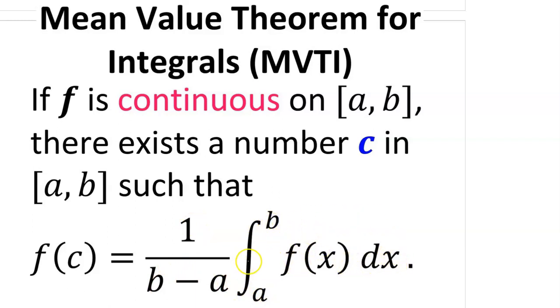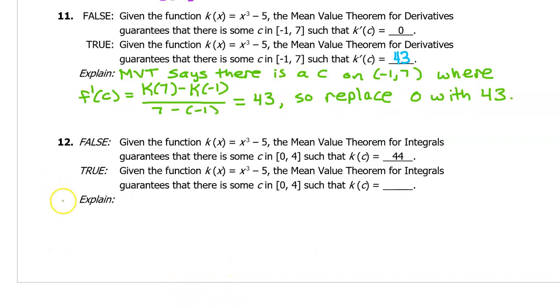I think of this as the integral divided by the interval. That is also known as the average value formula. So let's calculate the average value on the interval from 0 to 4 of this function k of x. So we will do the integral from 0 to 4 of k of x, which is x to the third power minus 5, and we will divide by the interval 4 minus 0. I'm betting that this does not turn out to be 44. So whatever we get, we will replace the 44 with this value.